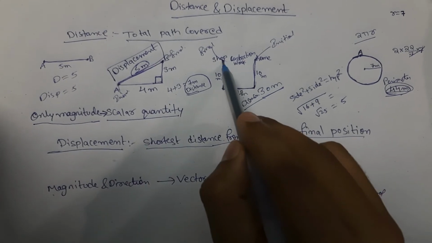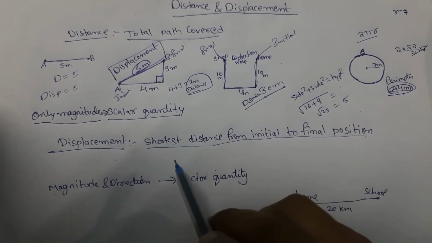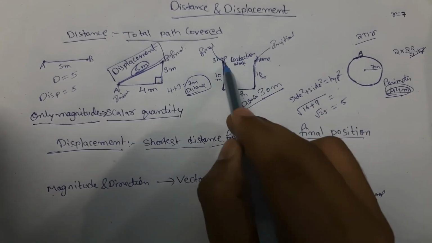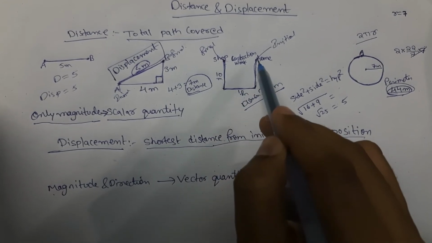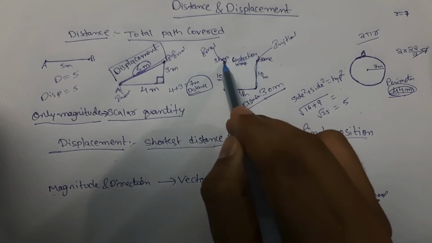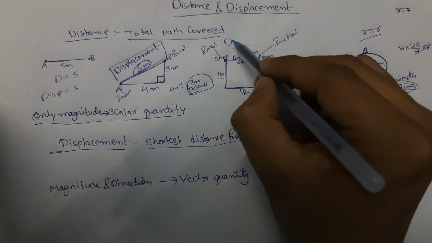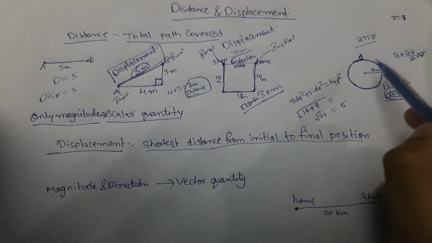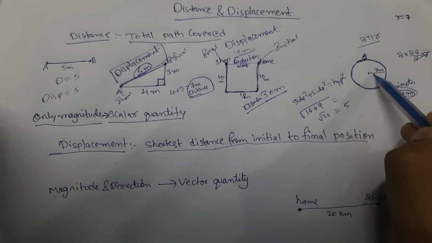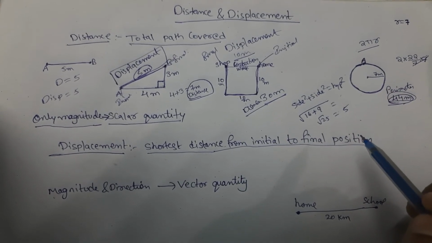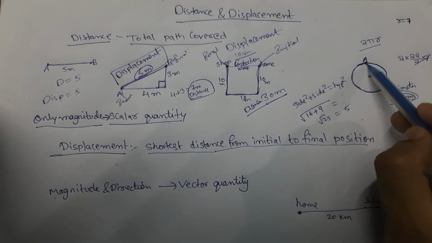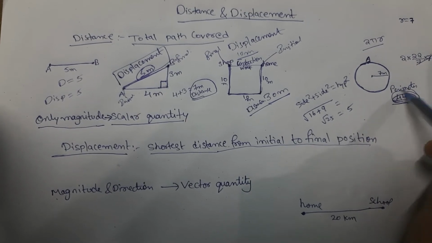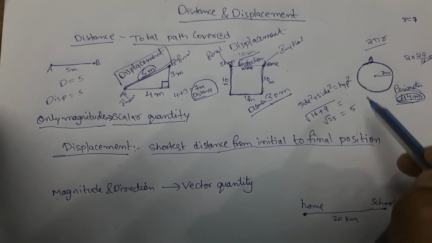In the same way, here what will be the displacement? I already told you, the shortest distance from initial position to final position, that is nothing but, because it is a square and all the sides are equal, so this side will be 10 meters. So 10 meters is displacement. And if you come to here, what is the distance? It is 7 meters. And what is the distance here? It is 44 meters. That is the perimeter of this circle.